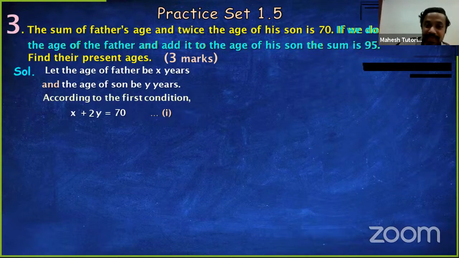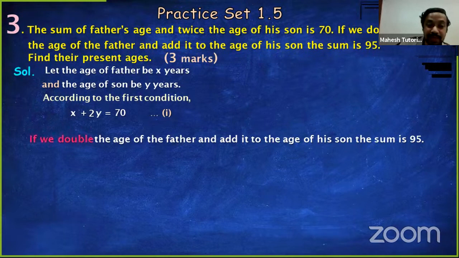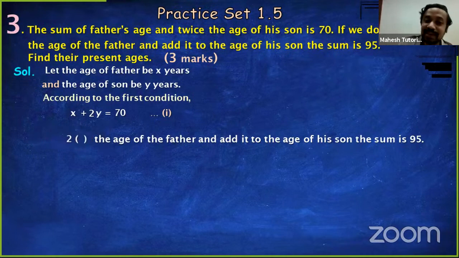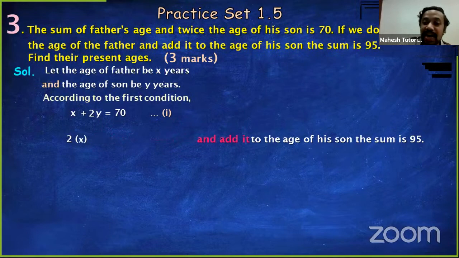Moving further towards second condition. Again, we'll read the condition part by part and frame the equation part by part. So students, now the second condition says, if we double, double is nothing but same as twice. So twice means what do we write? Very good, 2 into. So double, so it would be 2 into the age of father. Tell me students, what is the present age of father? X. So inside the bracket will come x. And add it. Add means the plus sign. Whom do we have to add?